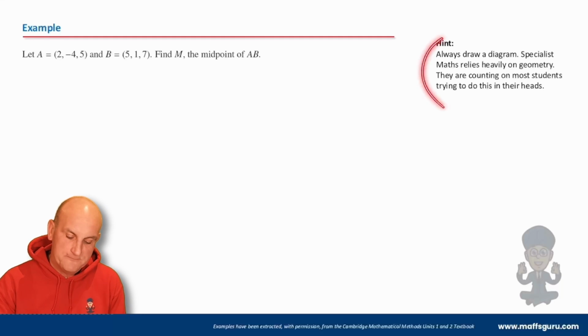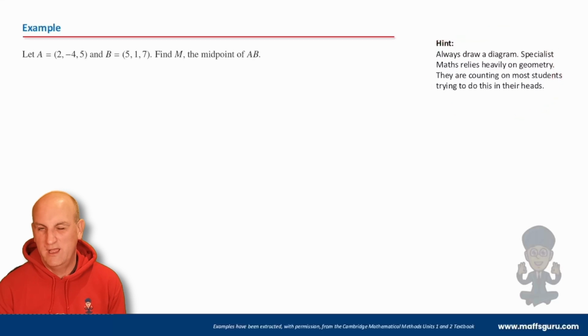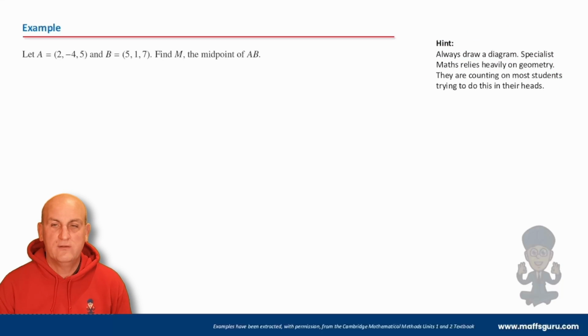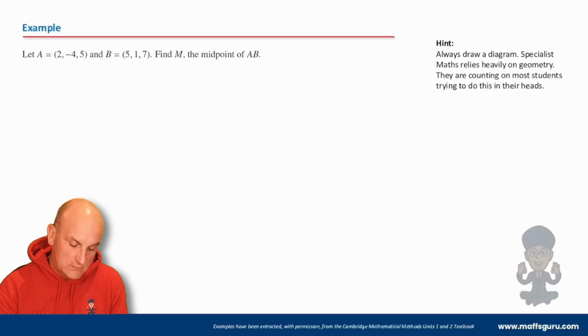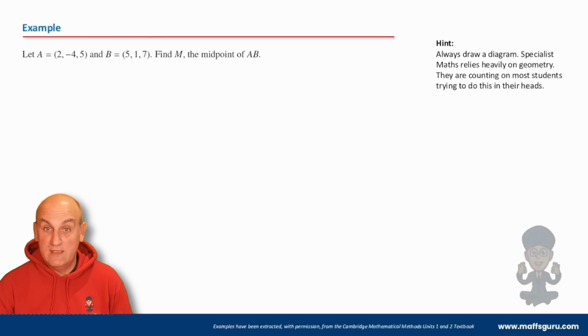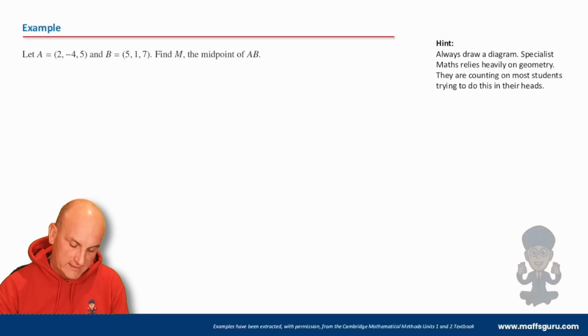Now, let A and B be given, find M, the midpoint of AB. Now, interestingly, I've said here, hint, always draw a diagram. At the moment, I know how to find the midpoint between 2 points, because all you do is add the x values together and divide by 2, the y values, divide by 2, the z values, or in this situation, the i, j, and k values.